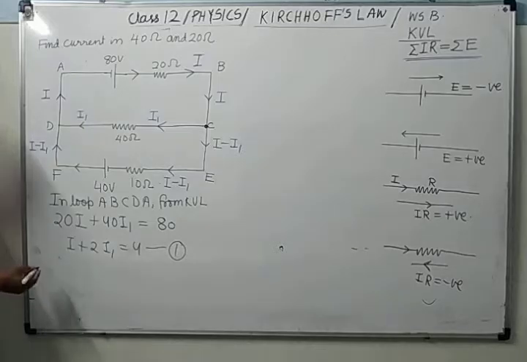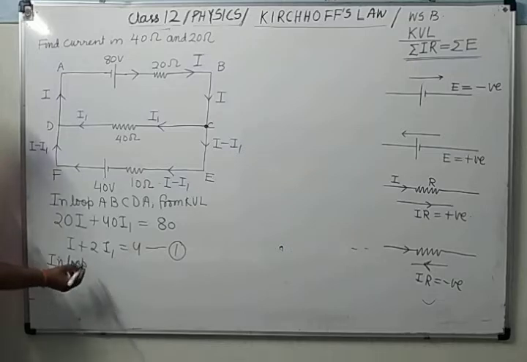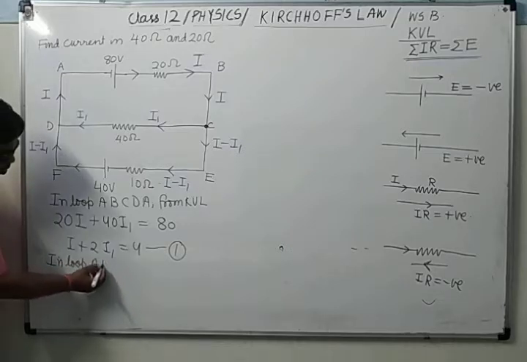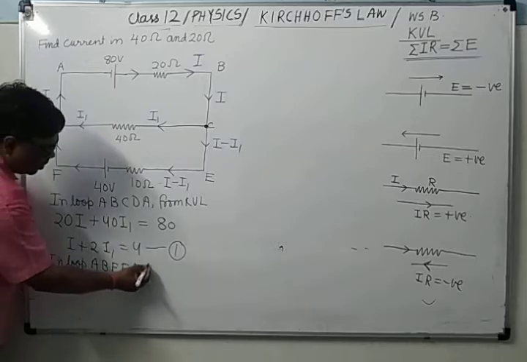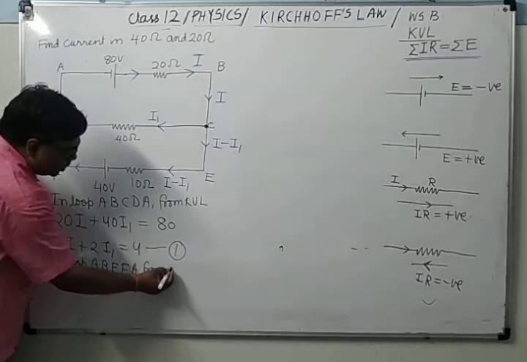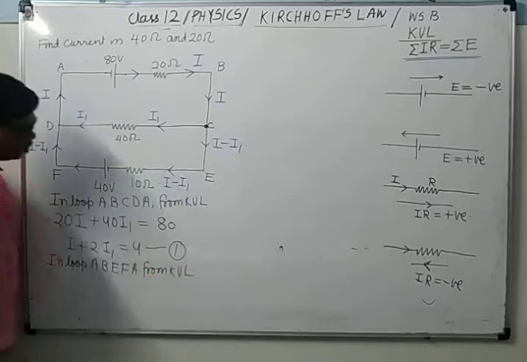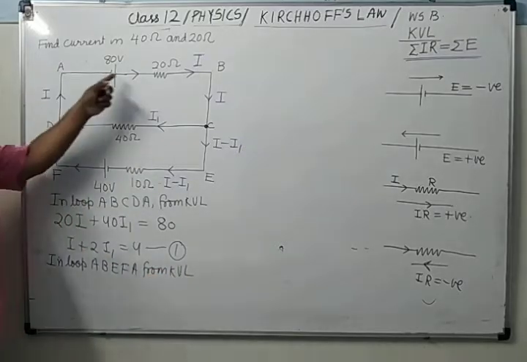It's clear. Then in a loop, you take another loop. I have taken A, B, E, F, A. Loop A, B, F, A from Kirchhoff's voltage law. So you can see here, in what direction are you traveling?